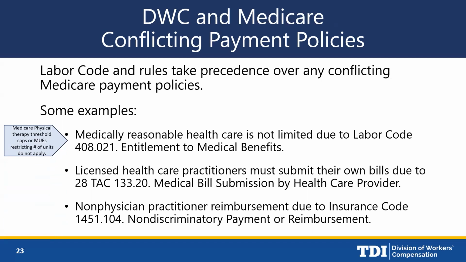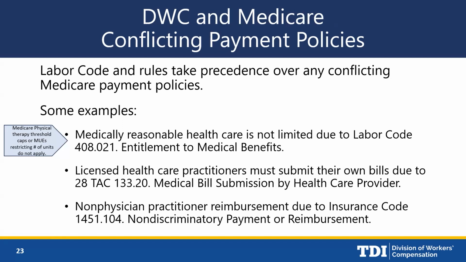It's a couple thousand dollars for a Medicare beneficiary for a year. We don't have that cutoff. There's no threshold of monetary cap for physical therapy in our system. It has to be medically necessary, and it has to be for their compensable injury. So that's one example. Also, Medicare has another edit called medically unnecessary edits, restricting the number of units.